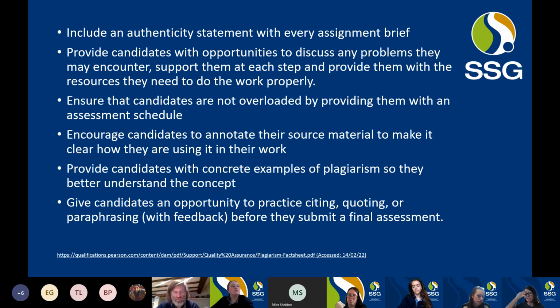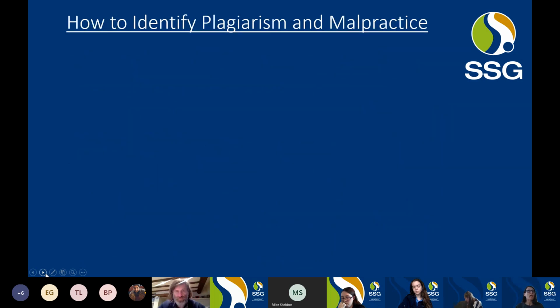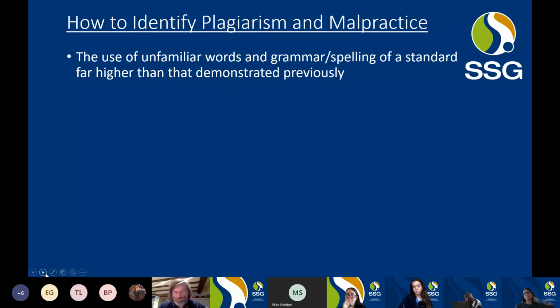So for our 16 to 18s, referencing once they get to university will be a whole other level. So getting them used to those study skills. Very good point. Okay, so how to identify plagiarism and malpractice. So these are a few things that I've looked for recently and that other people have told me about.